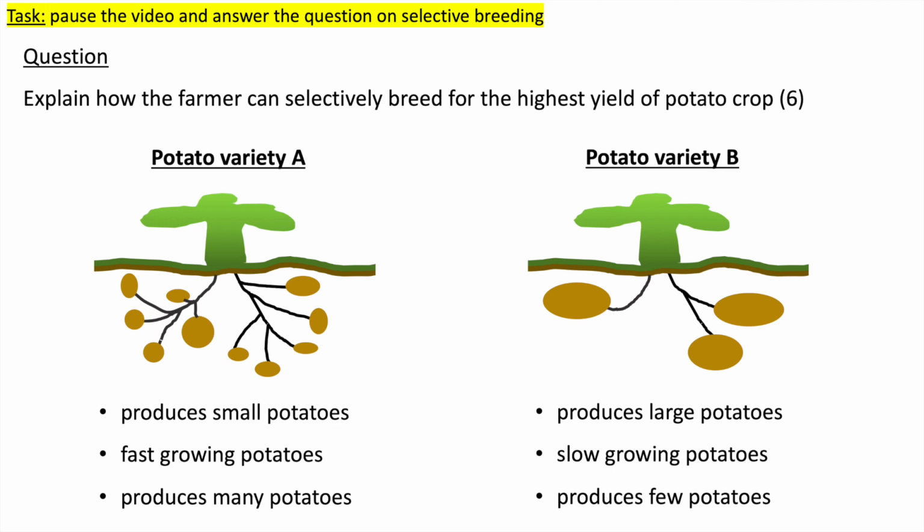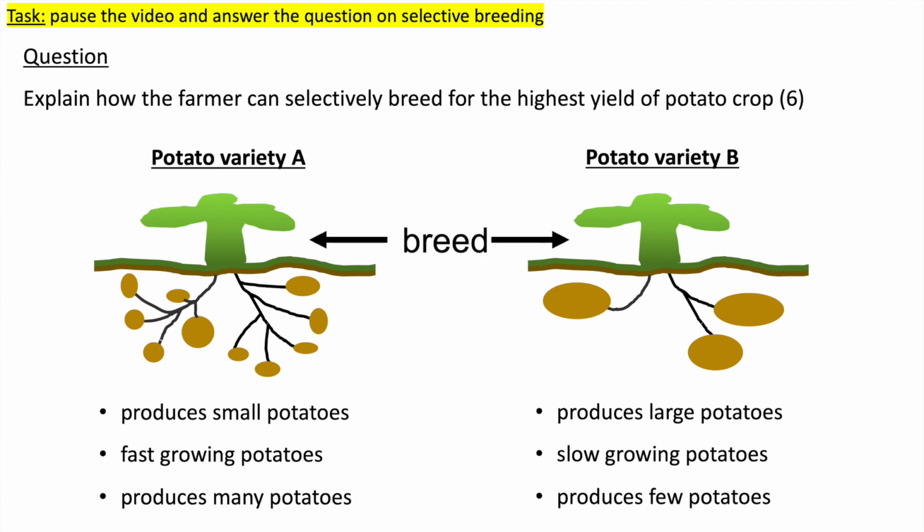So you're going to first identify and select for the desired characteristic. You're choosing variety A because it is fast growing. It also produces many potatoes. So that is why we're selecting variety A. We're going to select for variety B as well, because variety B produces large potatoes.